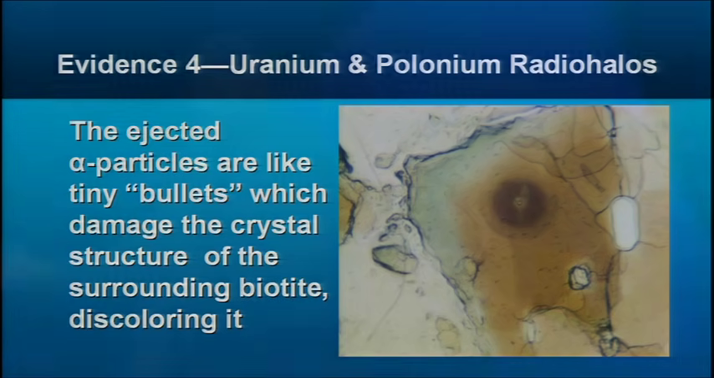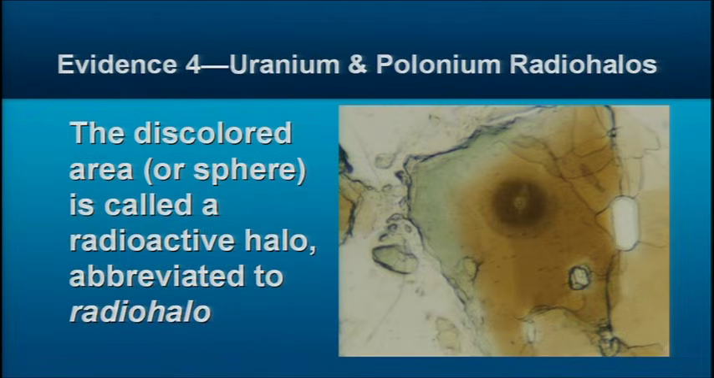It's like when they used to use radioactive decay. You put a piece of uranium on a photographic plate, it would leave a darkened area. Well, it's similar in a biotite crystal. And these are called radioactive halos, or radiohalos for short. And they're physical evidence of abundant radioactive decay.